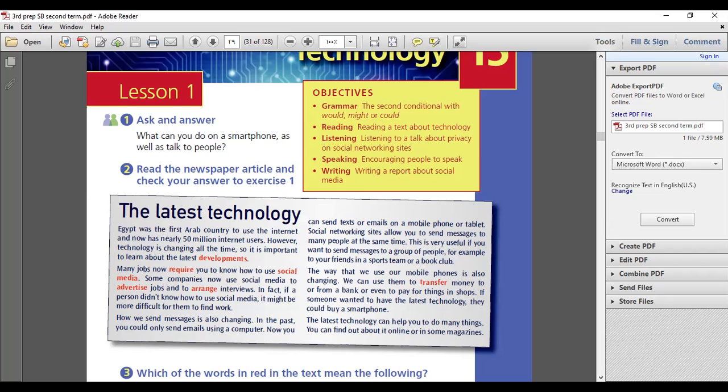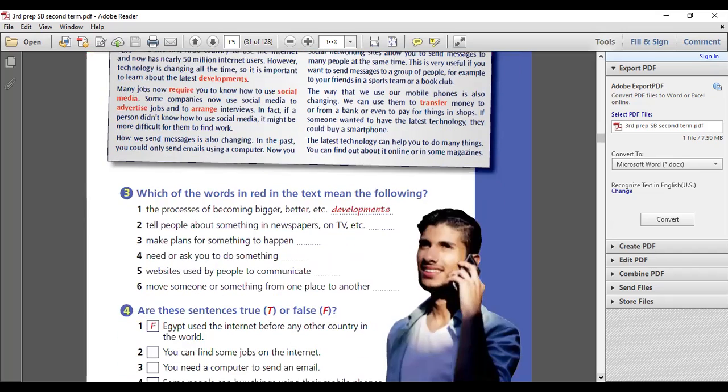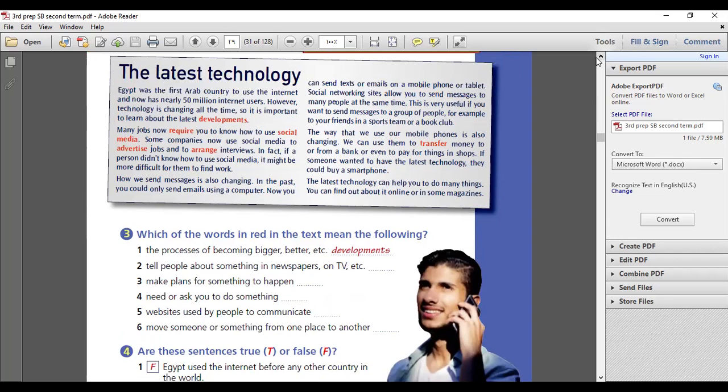Okay, super excellent, Yusuf. Now, which of the words in red in the text means the following? Okay, we have some words in red: development, require, social media, advertise, arrange, transfer. Number one, the process of becoming bigger, better, etc. means development. Number two, tell people about something in a newspaper, on TV, etc. Advertise. Very excellent. Make plans for something to happen.